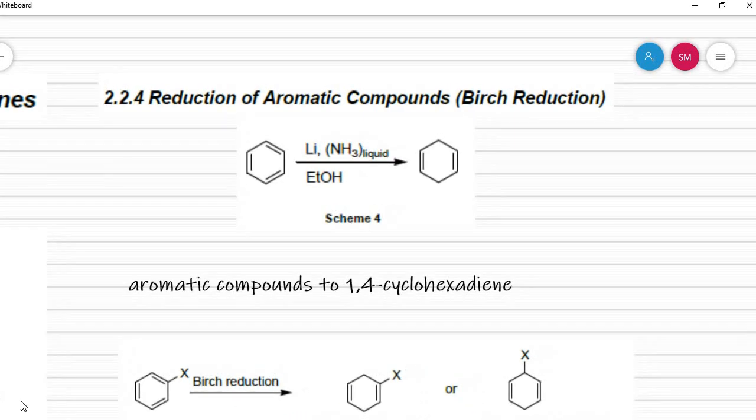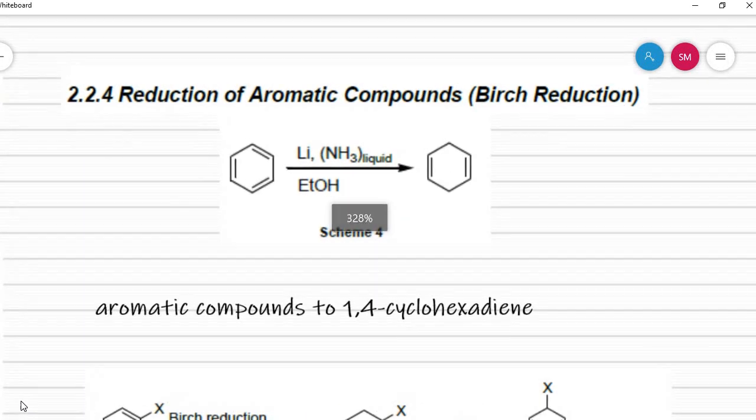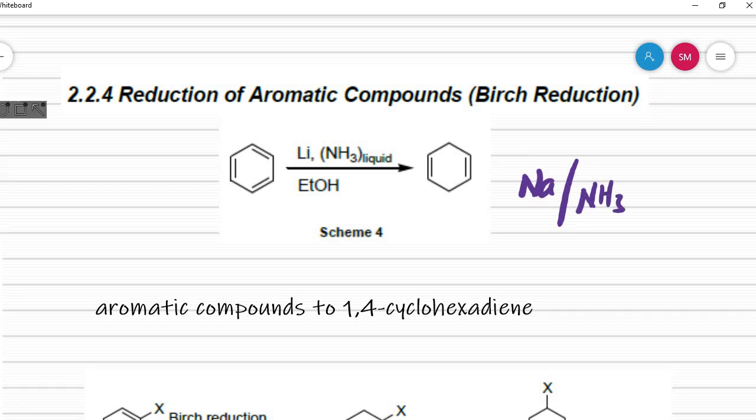Hello everyone. In today's class, we're going to see the continuation of the metal dissolved electron systems in solvents. That is, sodium in liquid ammonia and lithium in liquid ammonia systems. In these systems, electrons are dissolved in solvents like ammonia, and they are extracted from the metals.